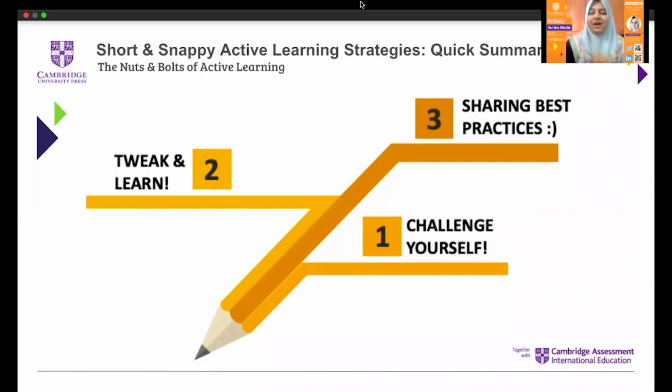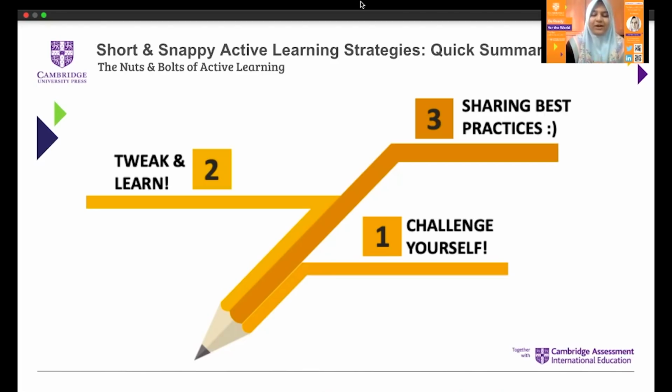A little bit of encouragement to all of you, myself included, to take one brave step and try a new active learning activity or strategy in our lesson would be, one, to challenge ourselves. If you say no, you will not be able to see the added value of an active learning strategy to yourself and your students. Second, don't worry if it's not going to work out as planned. We tweak and learn from the experience.